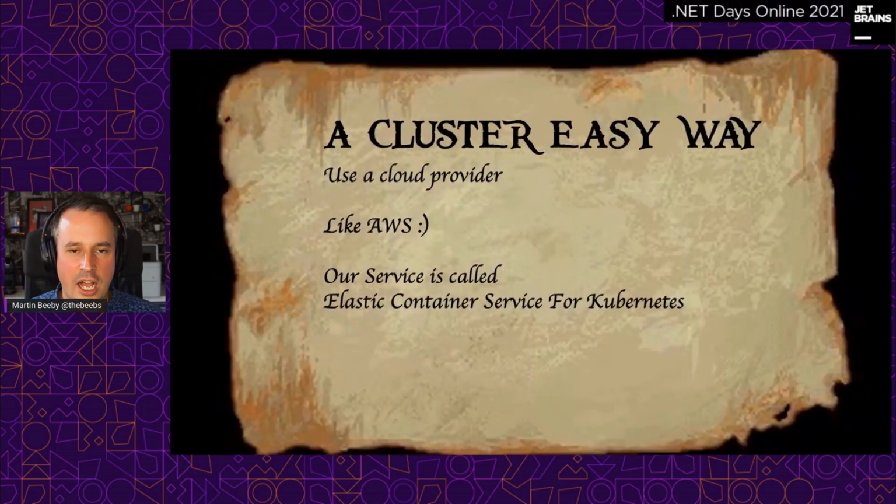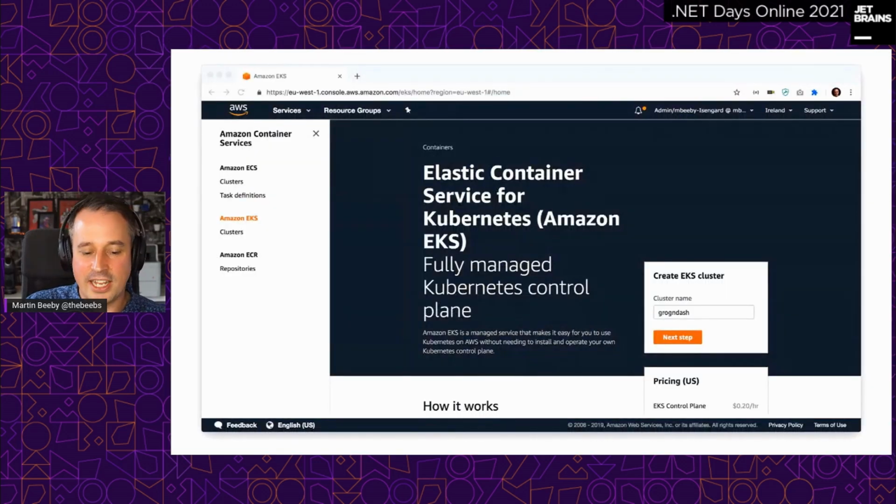The easiest way to create a cluster is to use a cloud provider like AWS. Our service, the Elastic Container Service for Kubernetes, or Amazon EKS, is a fully managed Kubernetes control plane. It's as easy as going to the console in the cloud and saying I want to create one of these. Obviously, you can do it all from APIs as well, or from command line interfaces. We even have specific tooling to help you build these clusters. But the simplest way is to go to the website, say I want to create an EKS cluster, and give it a name. In this instance, we're going to call it Grog and Dash.